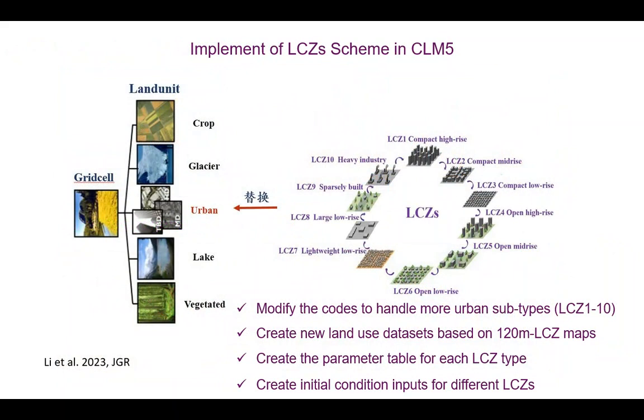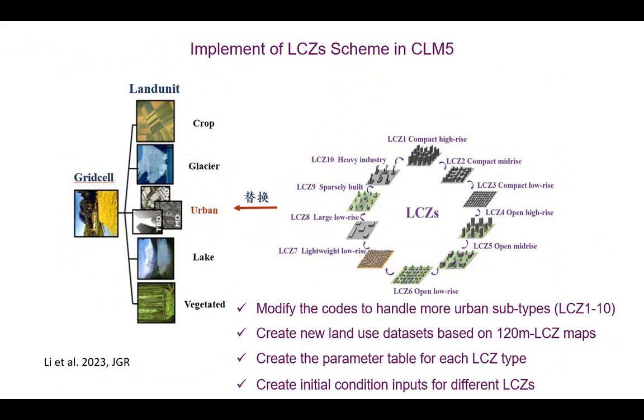The local climate zone has been proven to be a very useful method to represent urban inner heterogeneity, and a lot of studies have been carried out, such as urban thermal condition analysis. What we have done is replace the urban description in CLM with local climate zones by modifying the code to handle more urban subtypes, including local climate zone 1 to 10, and create a new land use dataset based on a very high resolution LCZ map, a parameter table for each local climate zone, and initial condition input for the different local climate zones.